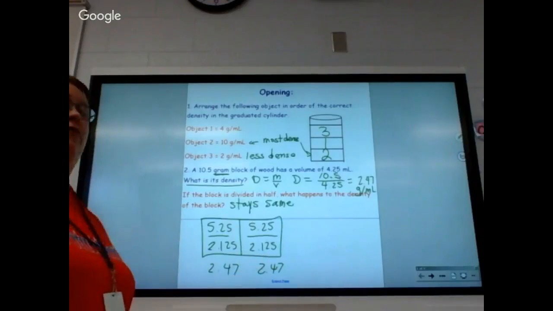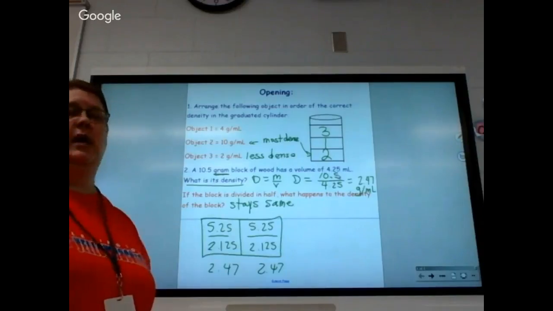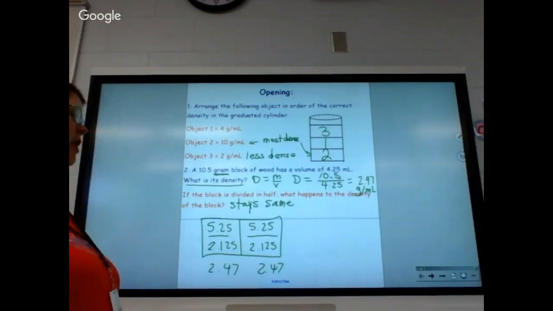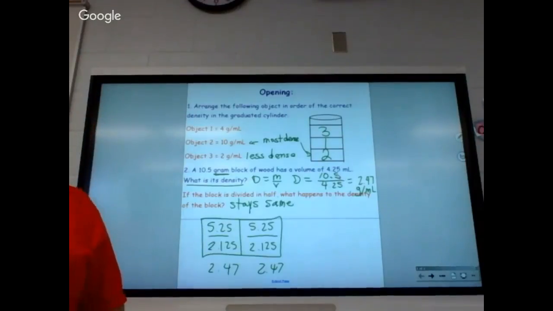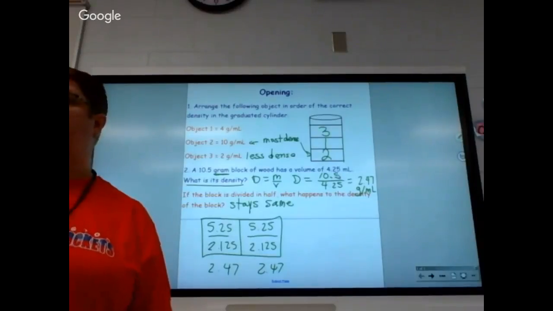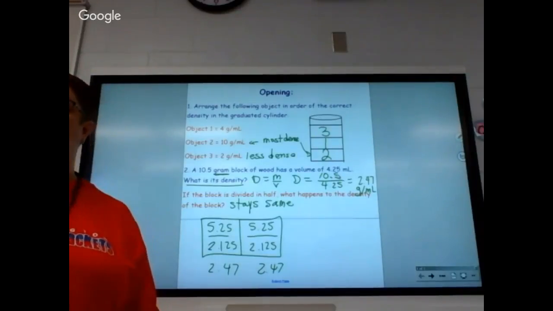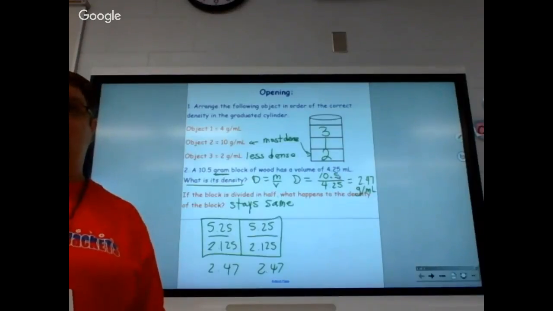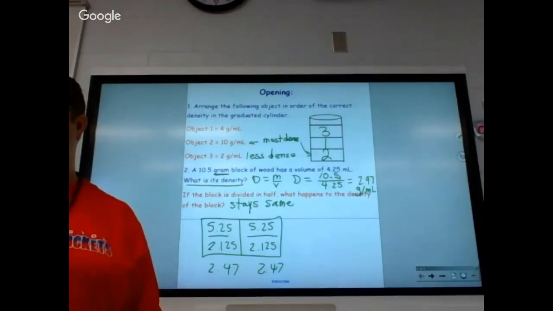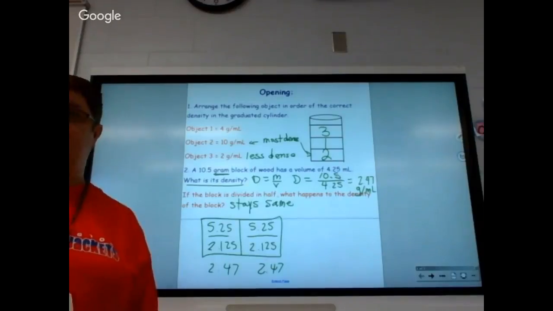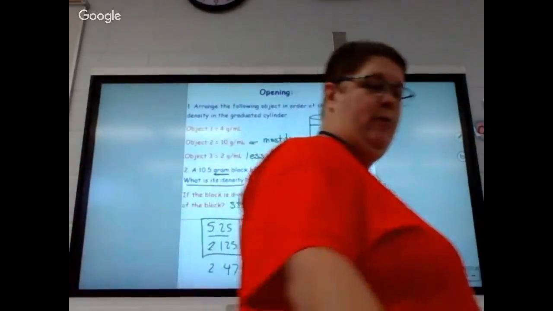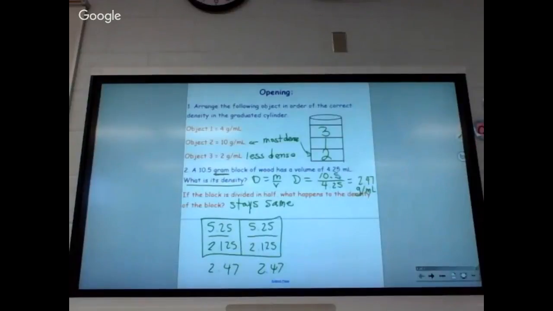So is the density different? Stays the same. Okay? So it doesn't matter if you cut it in half. So why does it stay the same? Did the material change? No, it stayed the same. So yesterday when you guys found the density of water, should your densities have been different or should they have been the same? They should have been the same. Now, were they all the same? I don't know. Pull out your lab sheets. Let's see what you came up with. See how close you came.